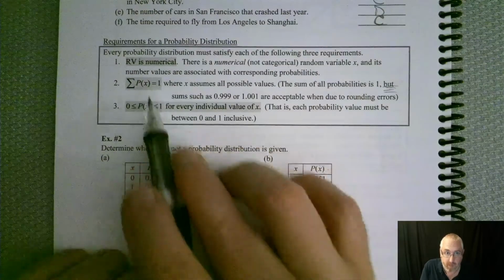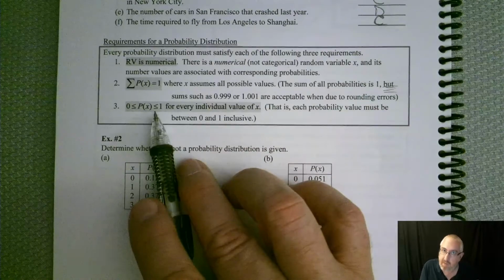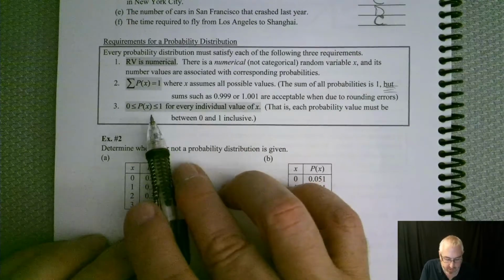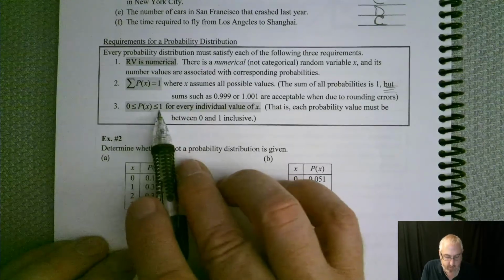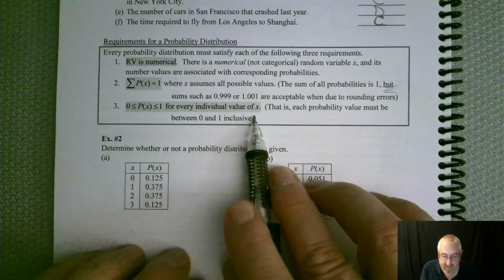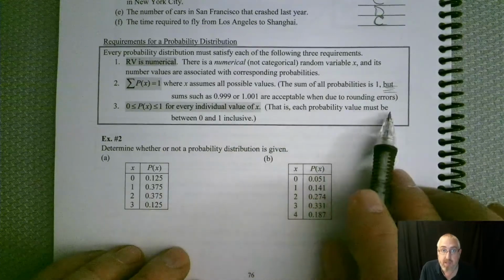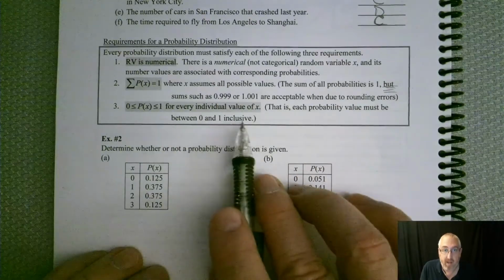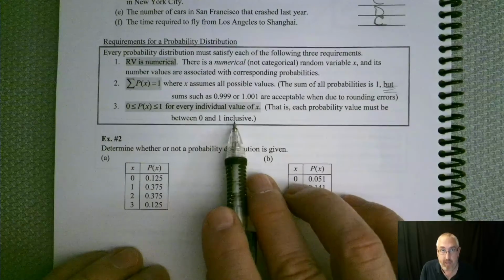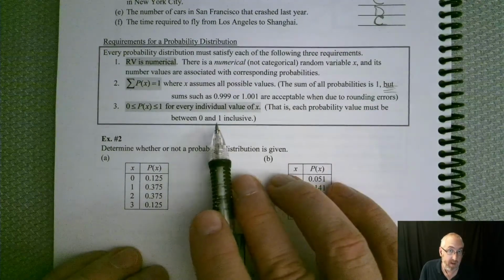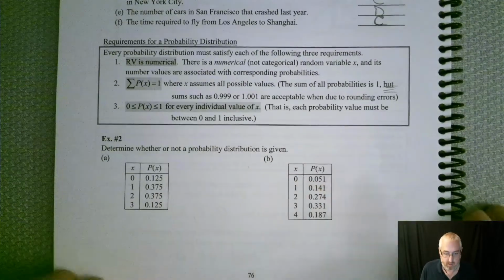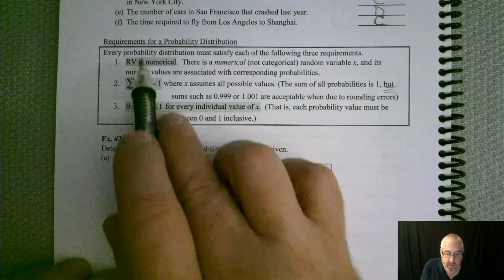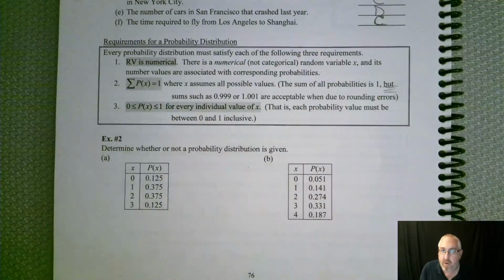That's the important one. The third one is also a pretty straightforward statement. It says that 0 is less than or equal to p of x is less than or equal to 1 for every individual value of x. That is, each probability value must be between 0 and 1 inclusive. Inclusive means including, so 0 could be in there, 1 could be in there. Like I said, these first and third conditions are pretty straightforward. The second one, you actually have to do a little bit of math.